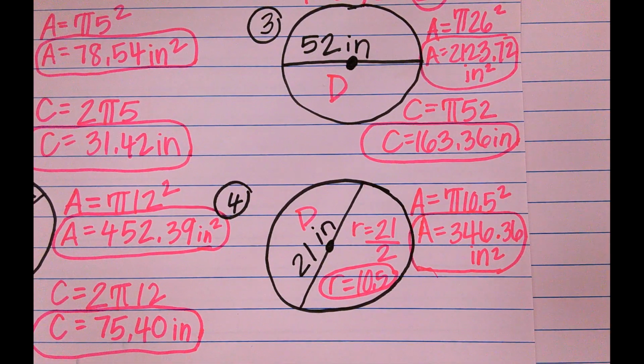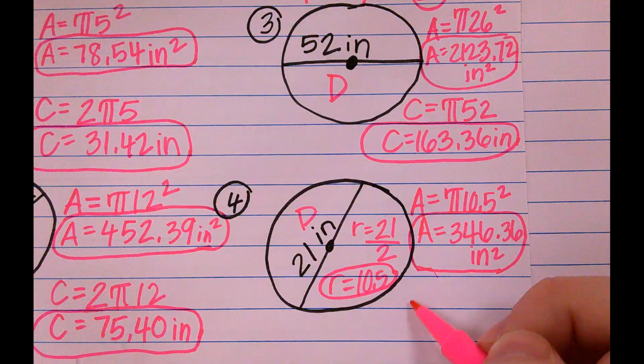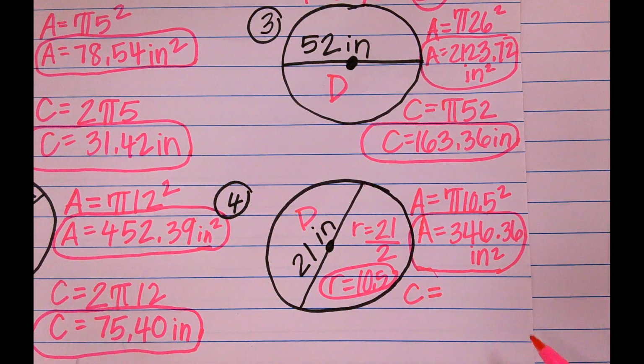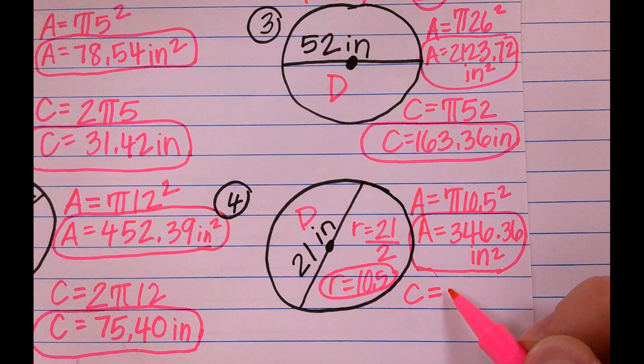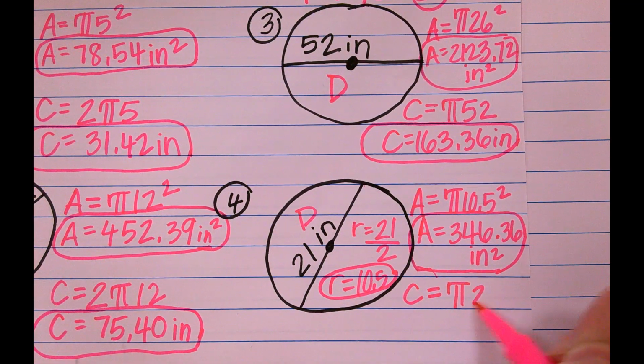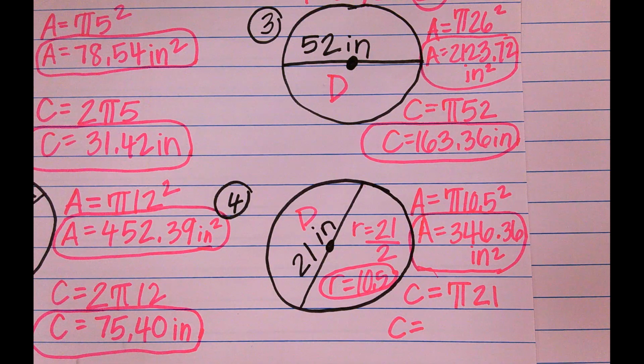And last one, circumference. It's just going to be pi times 21. Yeah, pi times diameter, which is 21. So pi times 21, you get 65 point, if you want to round it up, 98.